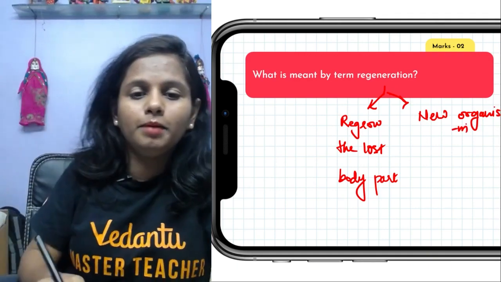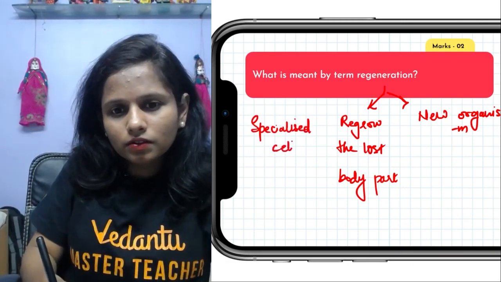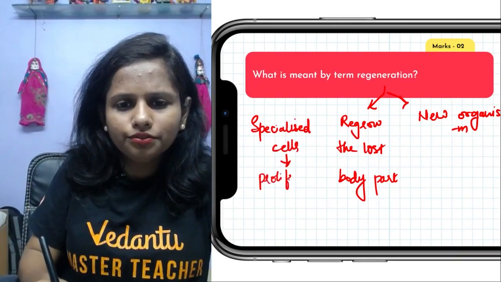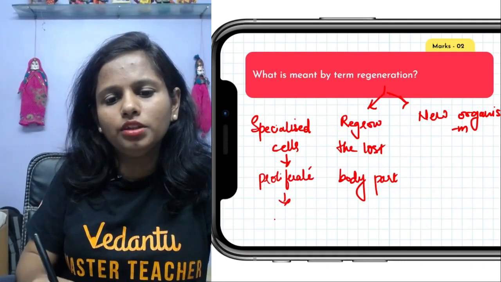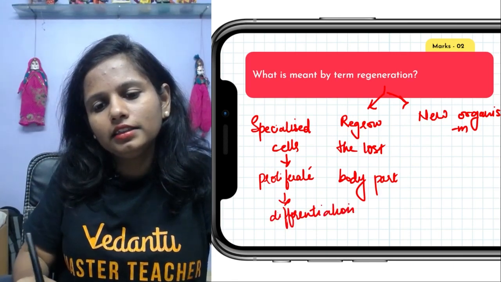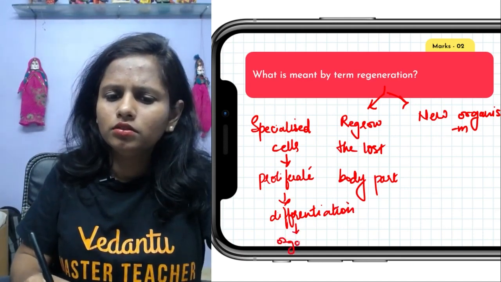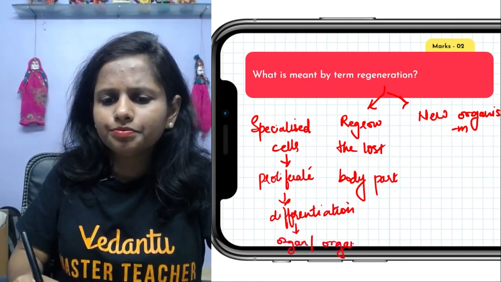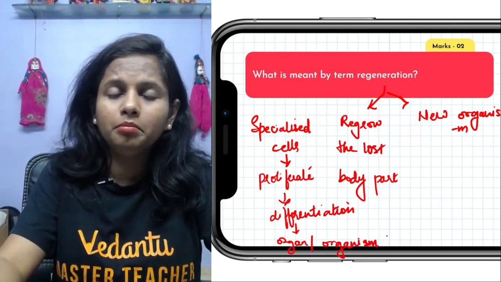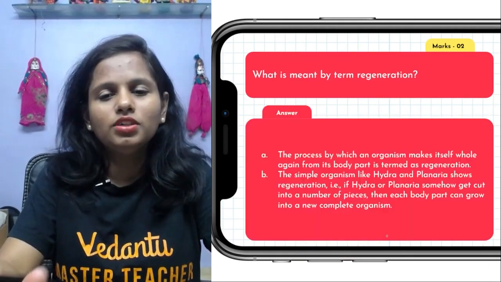How is this possible? This is possible with the help of specialized cells which divide and redivide, that is proliferate, okay, and then undergo the process of differentiation and lead to the transformation of either a body organ or an organism, right? So you can explain your concepts in the form of flow charts or a mind map, but they should be very crisp and clear so that everyone understands. Okay, so yes, here is the answer.